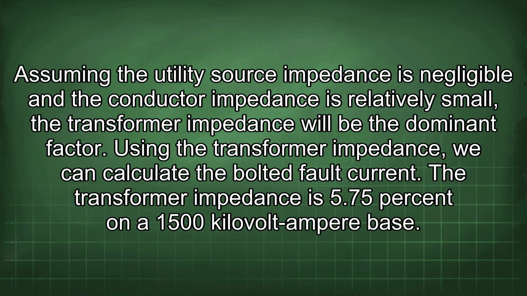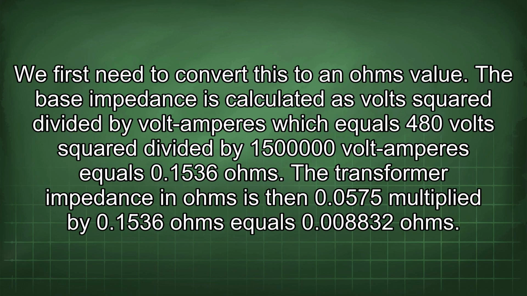Assuming the utility source impedance is negligible and the conductor impedance is relatively small, the transformer impedance will be the dominant factor. Using the transformer impedance, we can calculate the bolted fault current. The transformer impedance is 5.75% on a 1500 kilovolt ampere base. We first need to convert this to an ohms value.